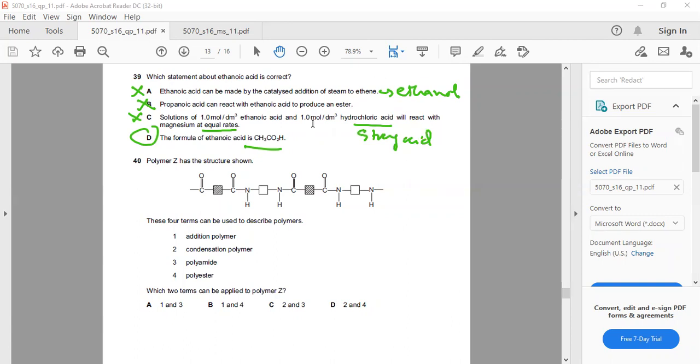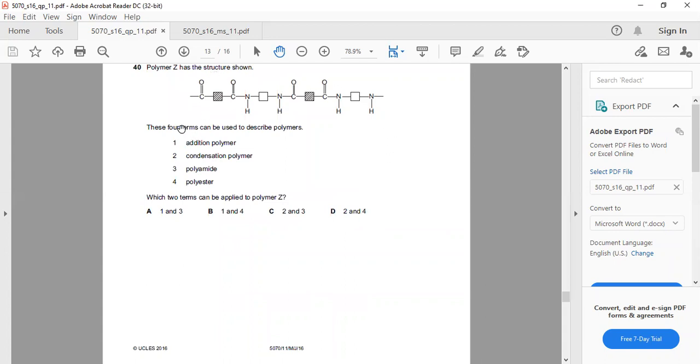40. The 4 terms can be used to describe polymers. Which two can be applied? Okay, it's not addition polymer. If you know, it looks similar to nylon, which is a polyamide. Condensation polymer, yes, it's not polyester, it's polyamide. 2, 3, which is C.